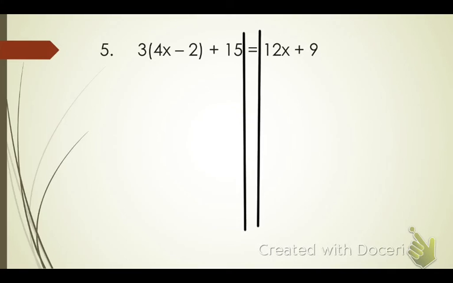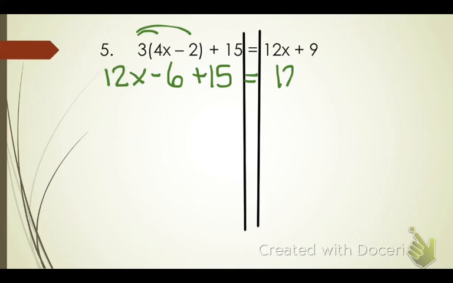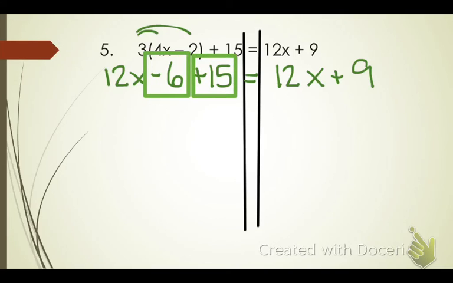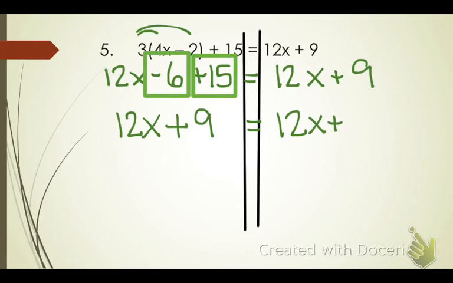And in this scenario, we again start by distributing to get rid of our parentheses, which results in 12x minus 6, recopy the plus 15, equals 12x plus 9. Then you need to combine your like terms. I see a negative 6 and a plus 15 over here on the right. So I like to put my variable first, 12x, and this would be plus 9 equals 12x plus 9.